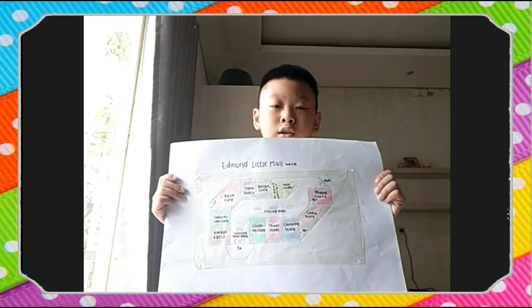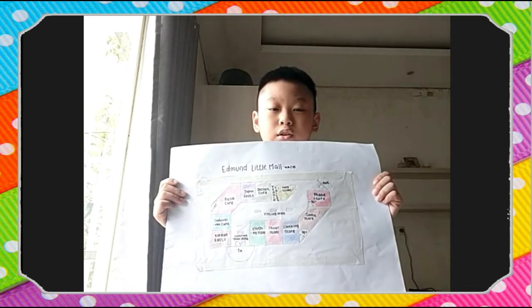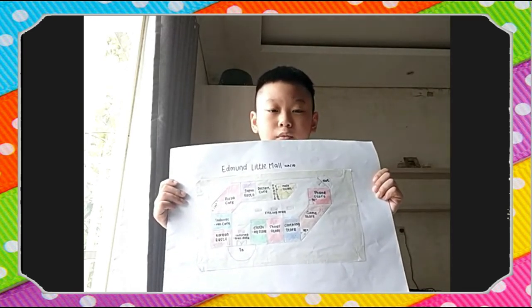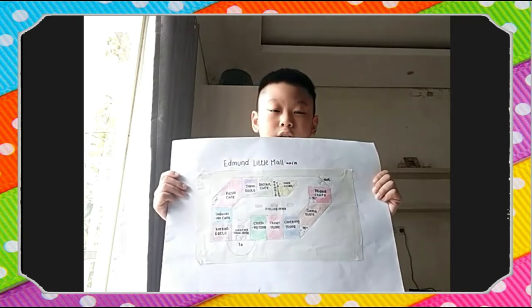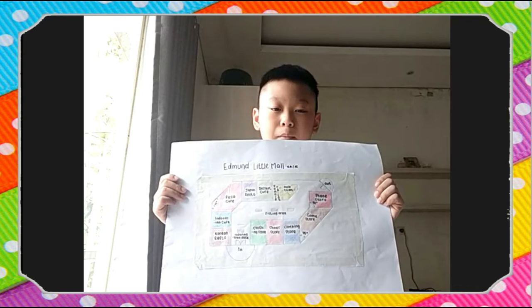As a Christian student, we need to measure accurately so the building will be strong and stiff and safe for the visitors. Thank you for listening to my presentation.